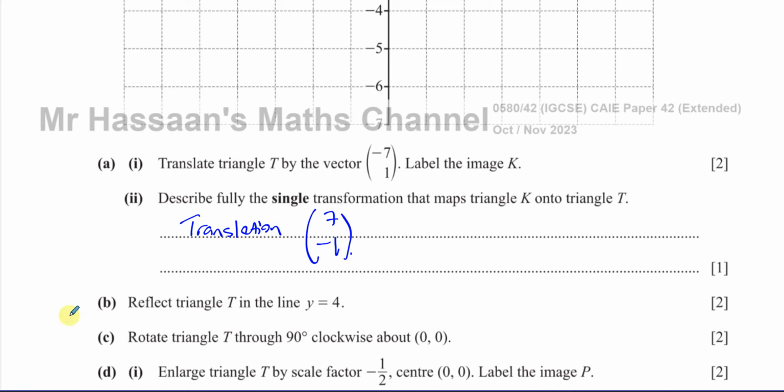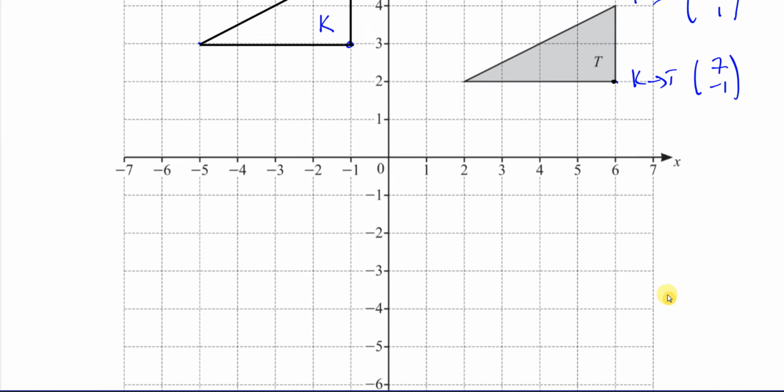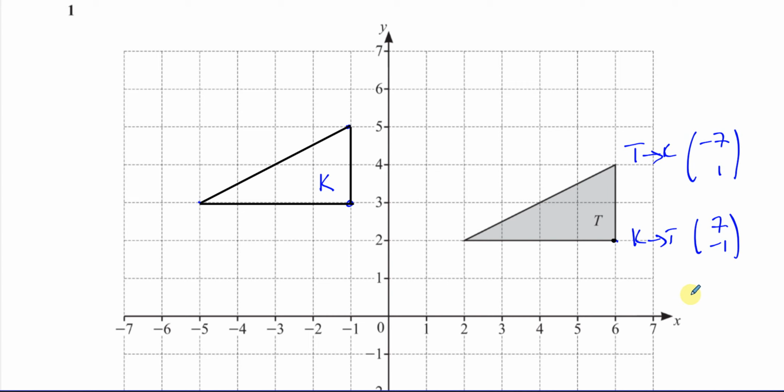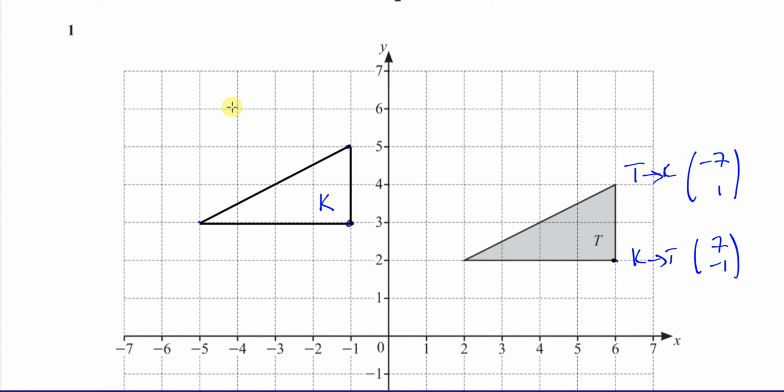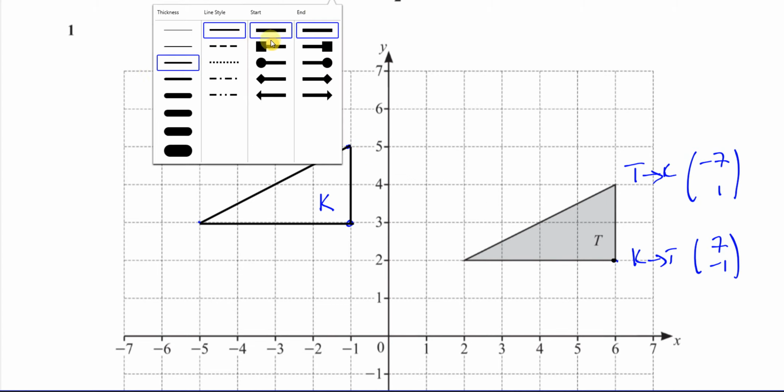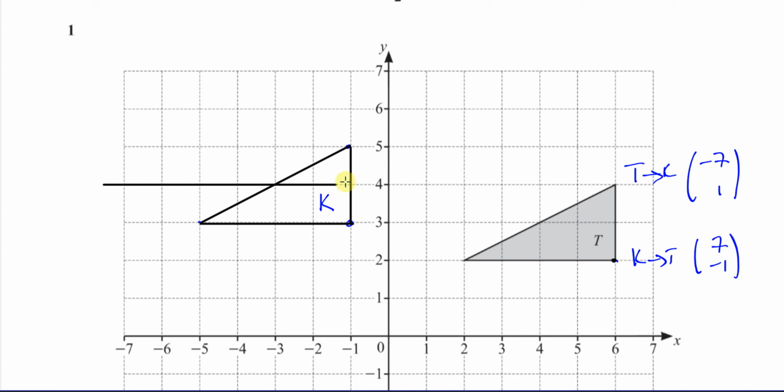Then it says reflect triangle T in the line y equals 4. So y equals 4 is a horizontal line. A horizontal line which passes through 4 on the y-axis. So this is a line y equals 4, a horizontal line, everywhere on that line y equals 4. We've got to reflect this triangle in this line.